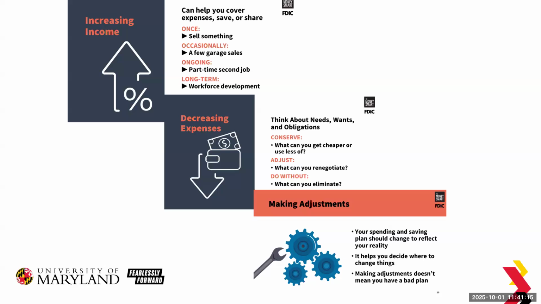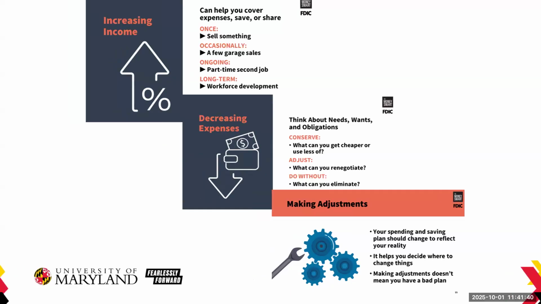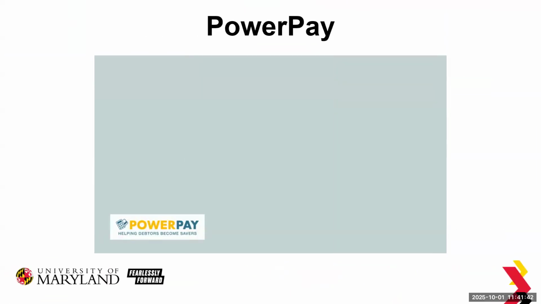Making adjustments, again, we have to be real with ourselves. Don't set up false expectations. And that goes back to the tracking and planning. We all have things that we can change, and again, don't be hard on yourself. Creating a budget should be a process, not a negative process. And so that's kind of important too.